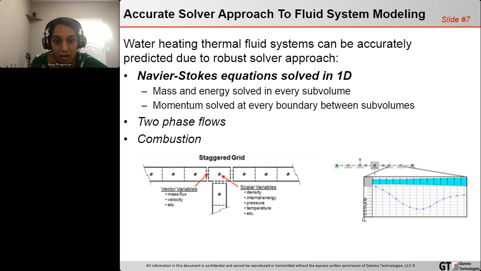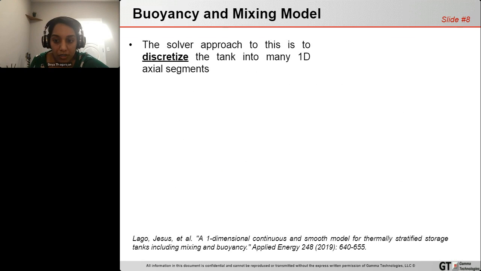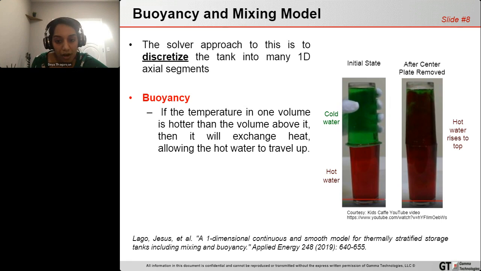water heaters. I think what's more important to capture the physics of water heaters is to accurately consider the buoyancy and mixing effects. A lot of our modeling has been taken from this paper that I cite below. But basically, we do discretize the tank into many 1D segments. And for buoyancy, if the temperature of one segment below is hotter than the cold water above, basically it exchanges heat and travels up, like I've shown here on the right. And the same for mixing as well.